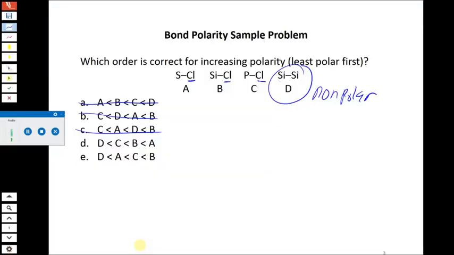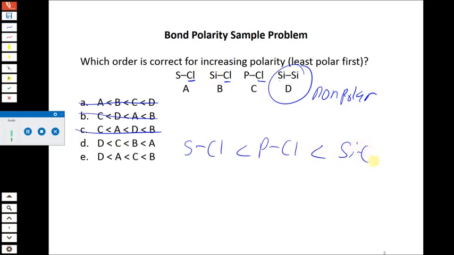So going back to the answer choices, what we want then is, as we said, sulfur and chlorine are right next to each other. So of A, B, and C, this is going to be the least polar, followed by phosphorus, chlorine, which are two atoms apart. So that's going to be next in the middle, and then the two that were furthest apart left to right were SiCl.